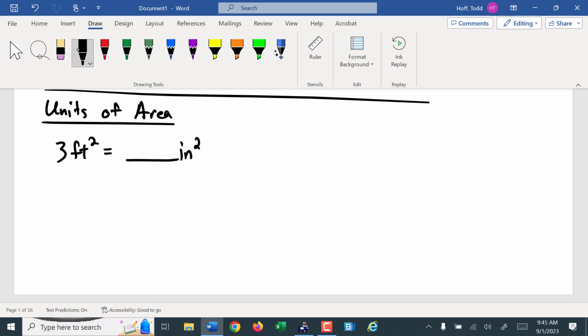This type of conversion catches a lot of people off guard because you see feet and inches and you want to just multiply by 12. Why would that not work here? It's square feet and square inches.